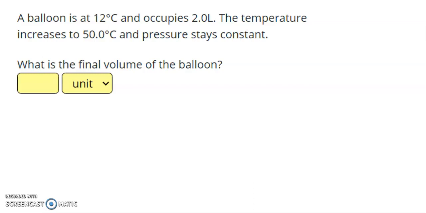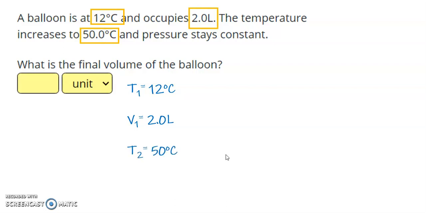We'll start by identifying our givens. We have 12 degrees Celsius, 2 liters, and 50 degrees Celsius. And then we're looking for the final volume. I know that degrees Celsius is temperature. Those are the initial conditions, so I write T1. Liters tells me that's volume. That's the initial condition, so I write V1 equals 2 liters. The temperature changes. It increases to 50 degrees Celsius. That's my T2. And I'm looking for the final volume, so V2 is unknown.